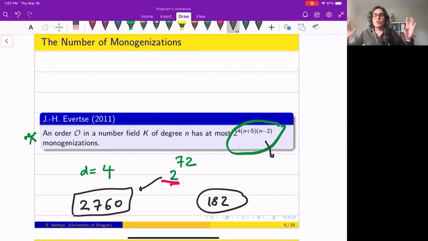But in order to give you, especially those people who are experts and sitting here, what is going to happen at the end: to count the number of monogenizers, I'm going to reduce the problem to one cubic Thue equation that will be defined soon, and then every solution of that cubic Thue equation will give me a quartic Thue equation, and then we have very nice bounds for Thue equations, especially cubic and quartic, and I'm going to multiply those bounds and give you the bounds that I wrote here. So that would be the outline of my proof.